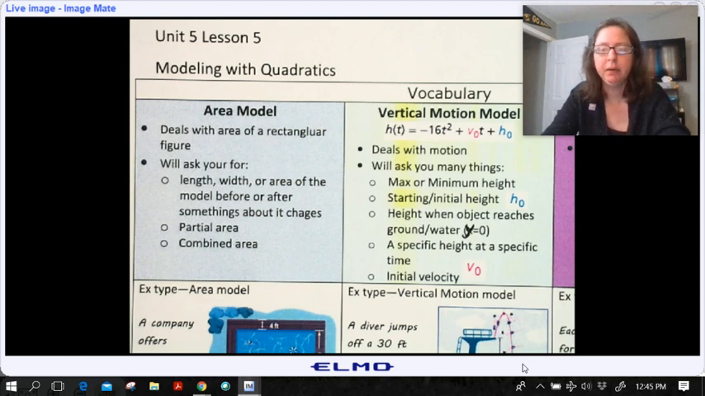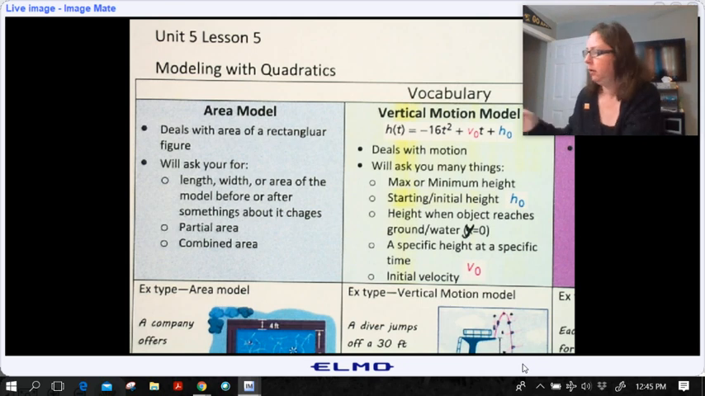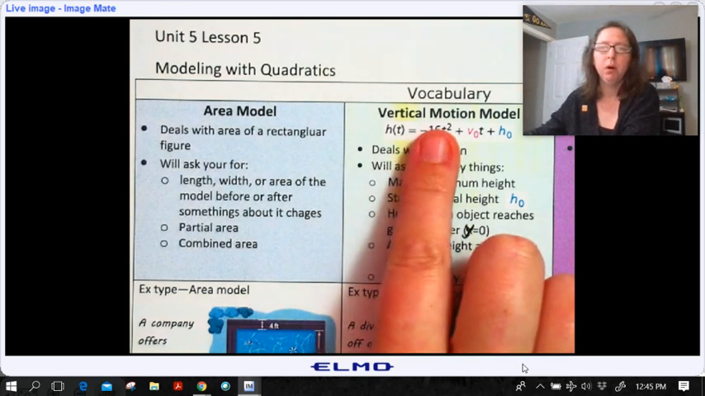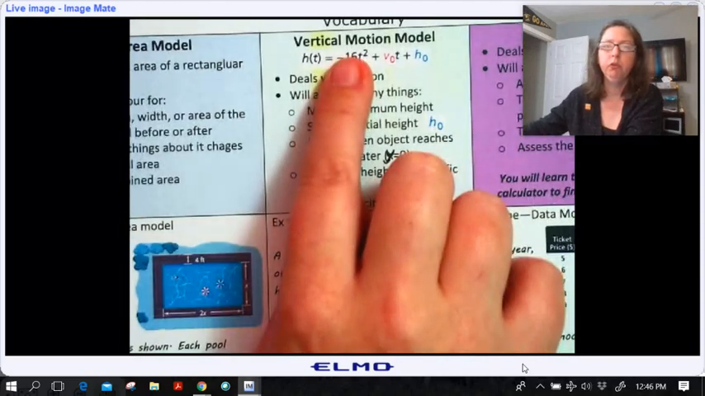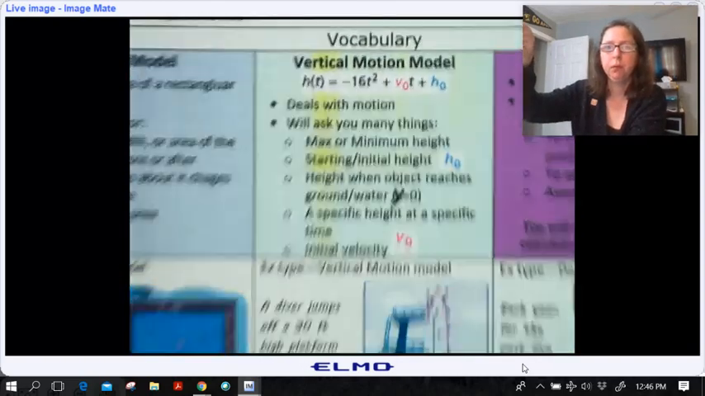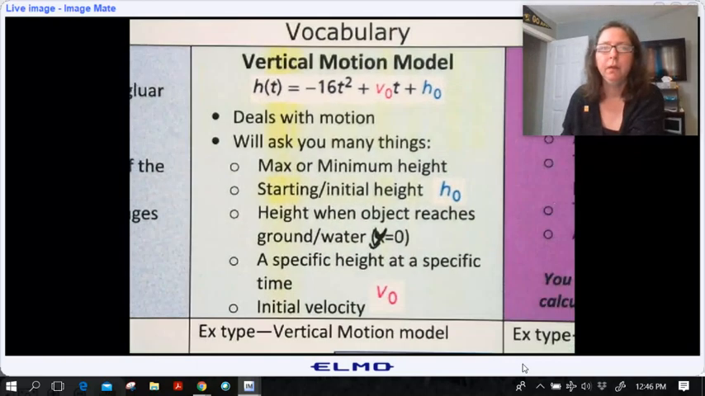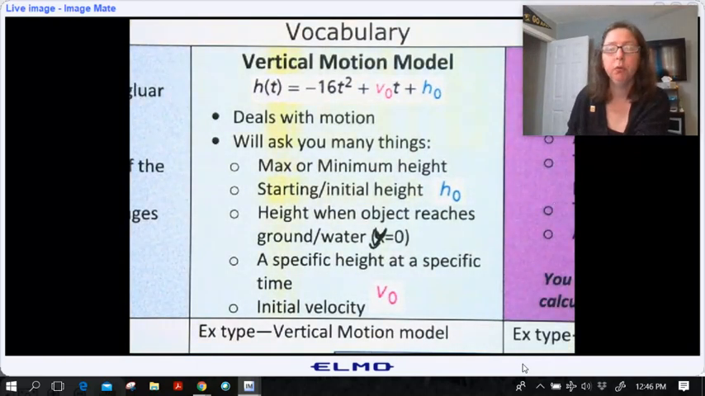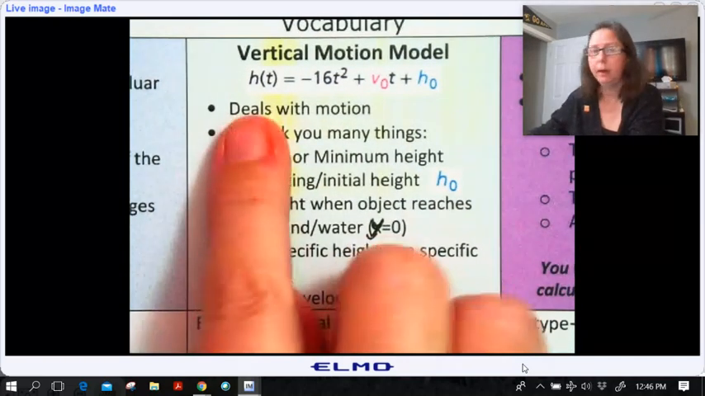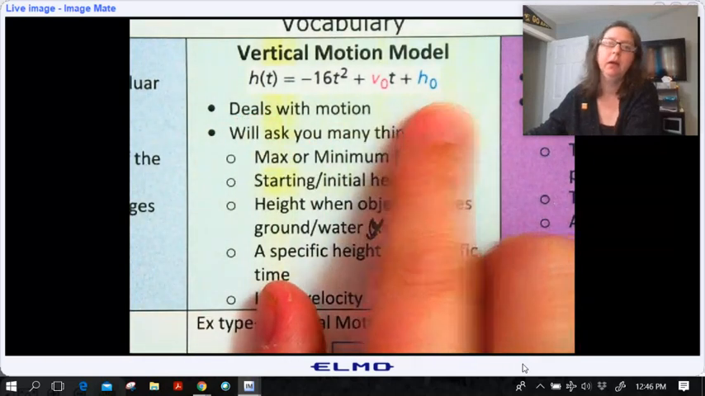All right, guys, we're ready to start part 2 of our lesson today, which is modeling quadratics with vertical motion. All right, so the equation for vertical motion is right here, okay?